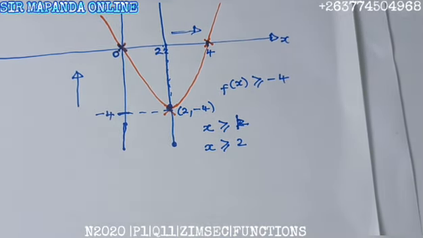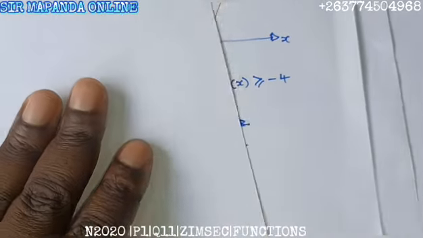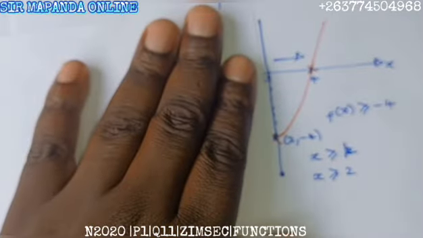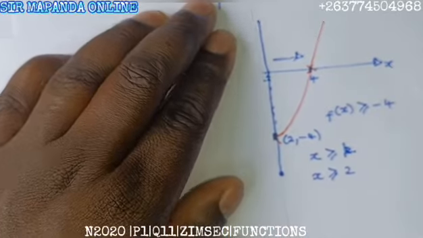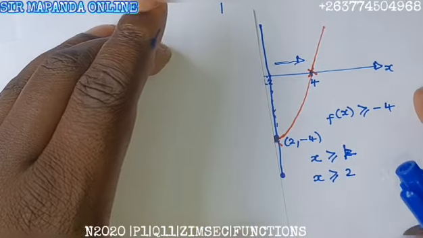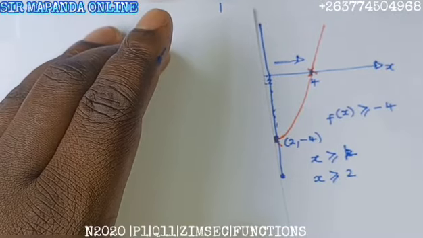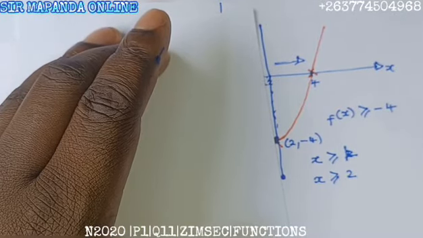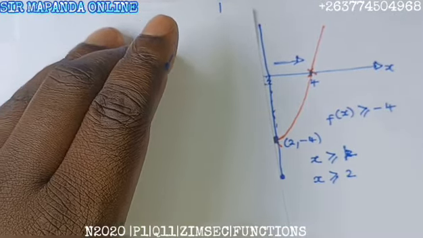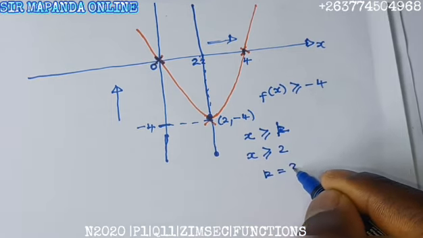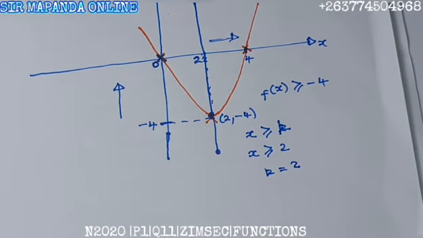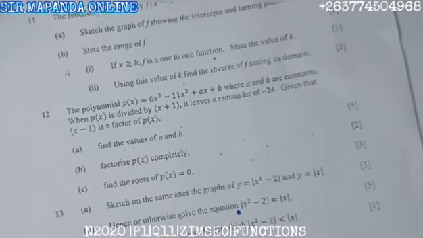Why? Because we then ignore this part of the graph here. We then ignore this part of the graph here. So it means if we draw any line, it cuts this red curve once and not twice, giving one solution. I hope you are following. So our answer is x is greater than or equal to 2. Hence, in simple terms, we are saying k is equal to 2. Let us move on to part C of the question.